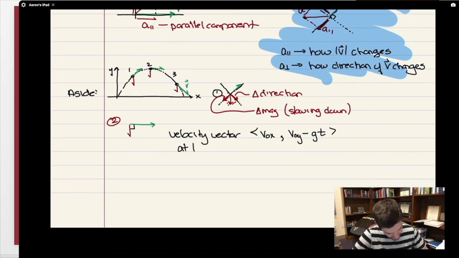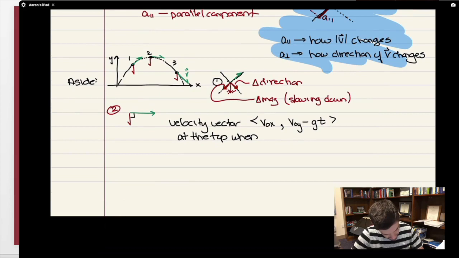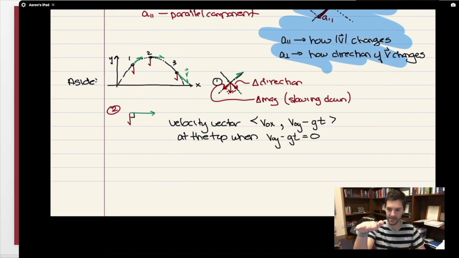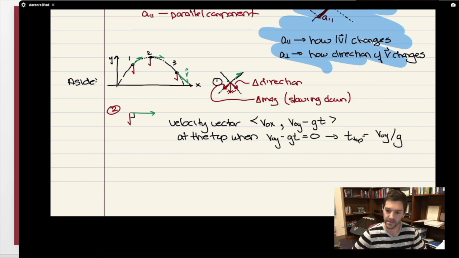It's at the top when this vertical component is zero. It only has that horizontal motion. The velocity vector is horizontal at that moment at the top. So there's no vertical component pointing up or down. So again, the time to get to the top is then something like the y velocity divided by g. And I think we saw that in other problems.